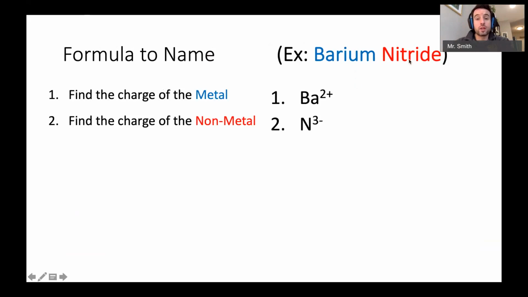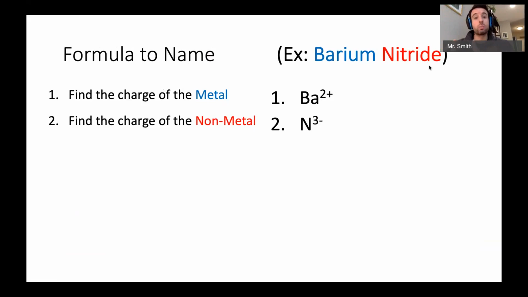Now, how you figure this out is you find barium on the periodic table and figure out which column it's in. Barium's in the second column, so it would be a 2+. Nitrogen, or nitride in this case, is actually nitrogen; we'll talk about how to form this nitride ending. It's in the 15th column, so everything in the 15th column has a -3 charge. So boom, you found the charge of the metal and of the nonmetal.